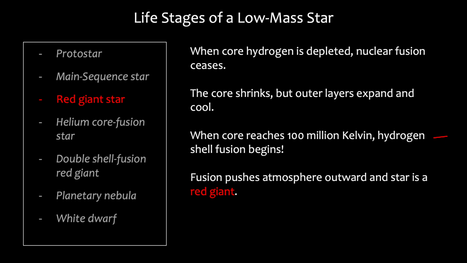So again, the quick summary is this. The core was at 25 million Kelvin when the star was burning hydrogen during the main sequence stage. When the core hydrogen is depleted, the core of helium shrinks and heats up to about 100 million Kelvin. During this time, it heats up the outer shell of hydrogen, triggering hydrogen shell fusion. The outer layers of the star expand and cool, the star's temperature shifts towards red, and the star becomes a red giant.